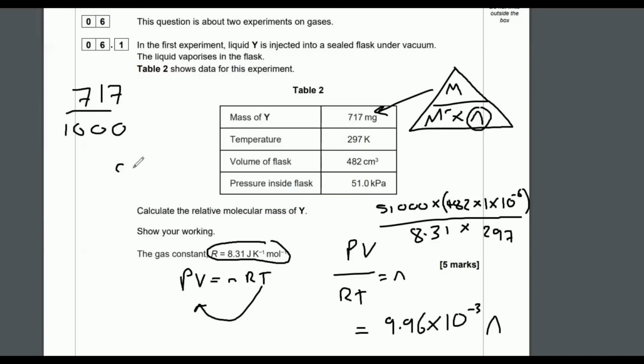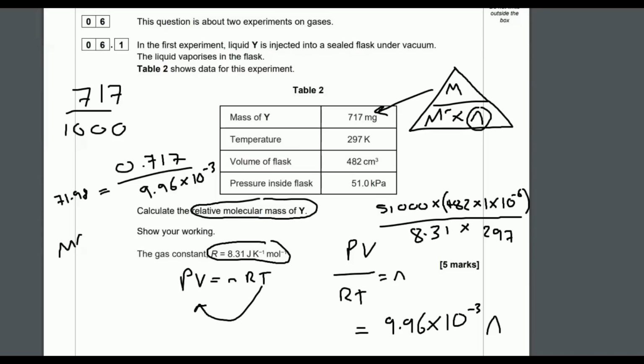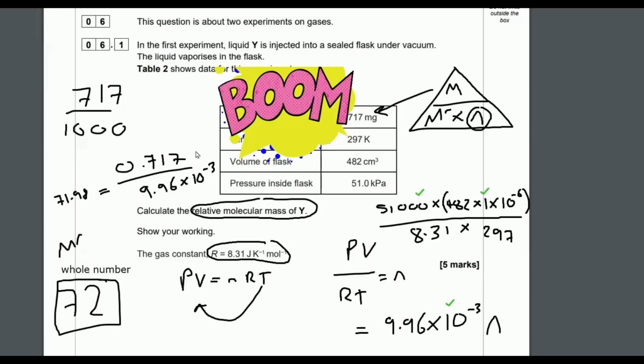Now that we have n, the moles, we take it upstairs to the mass, which is 717 milligrams. Need to turn it into grams, folks, so divide by 1,000 to get 0.717. Mass over moles gives me 71.98, but we've been asked, circled here, for the relative molecular mass. Relative molecular mass is a whole number. So therefore, I need to convert this to a whole number. 71.98 is closer to 72 than 71, so the answer is 72. And there you go. Boom!